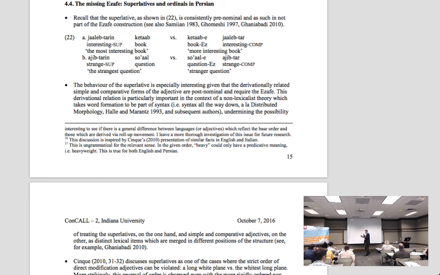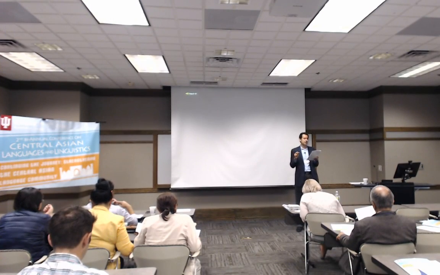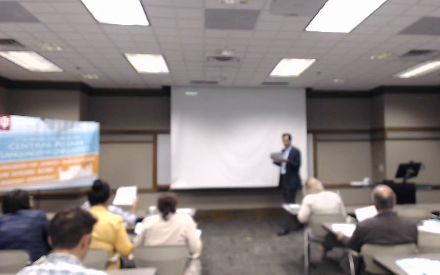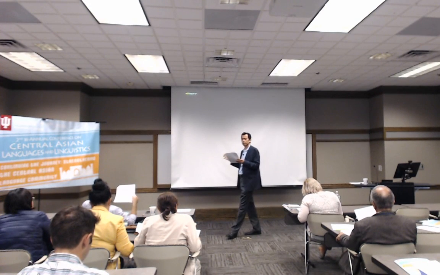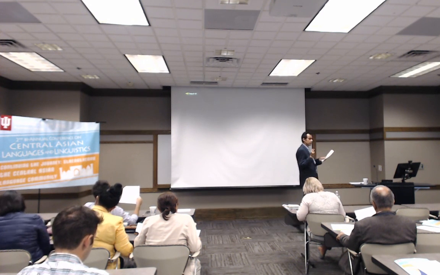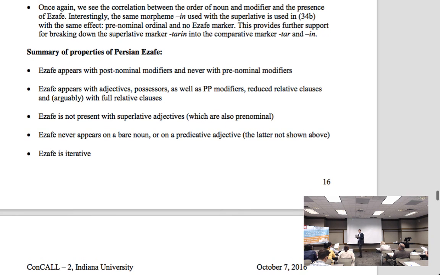So just to give a summary, it's important to remember what the properties of the Ezafe are. One, it appears with post-nominal modifiers and never with pre-nominal modifiers. Two, it appears with adjectives, possessors, as well as PP modifiers, prepositional phrases, reduced relative clauses, and, talking about Persian at least, arguably with full relative clauses. Third, Ezafe is not present with a superlative adjective, which is also pre-nominal. Ezafe never appears on a bare noun or on a predicative adjective.